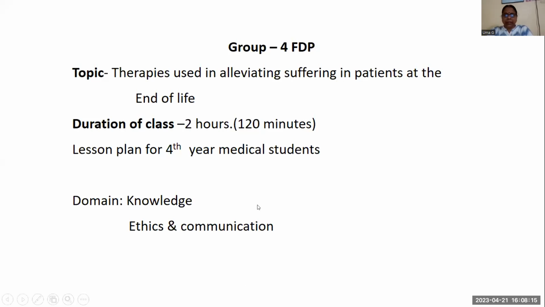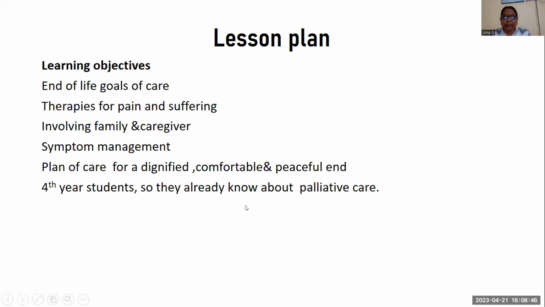I think Shravani is the one who actually prepared the final PPT. I'll try to put it in. This is from group 4. The topic for us was therapies used in alleviating suffering in patients at the end of life. The duration of the class given in the module is 2 hours, and it's for 4th year medical students, both knowledge and ethics and communication. They should know and also show how. That's what is given. Next slide, ma'am.